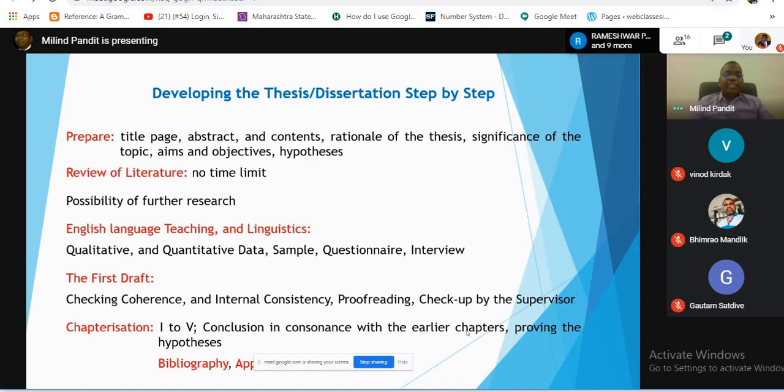And then we have chapterization. The ideal thesis, at least to me, is that which runs between the first and the fifth chapters. If you try to extend it beyond that, there is no restriction, if the demand is there. But then, this is the most general setup, structure of a thesis. First to the fifth, the first to the fifth. And then, conclusion is what actually determines the fate of our thesis. And that is a completely new formation.